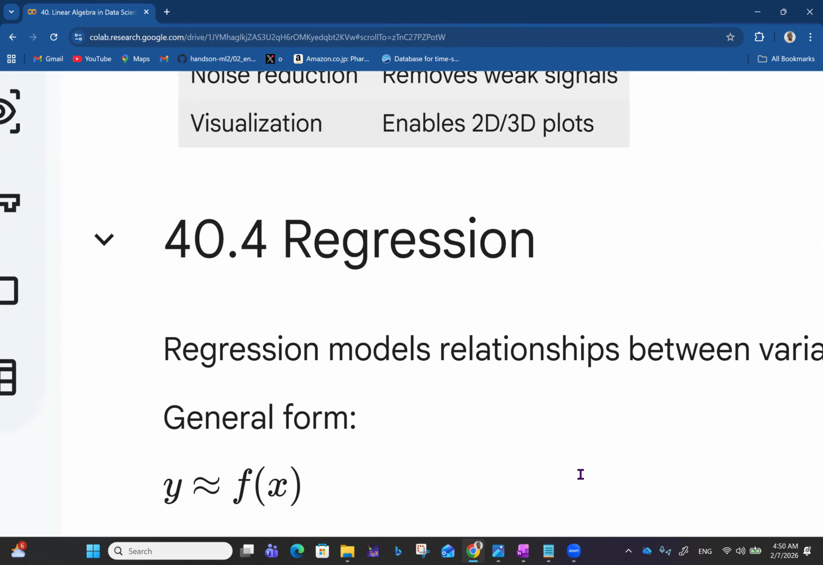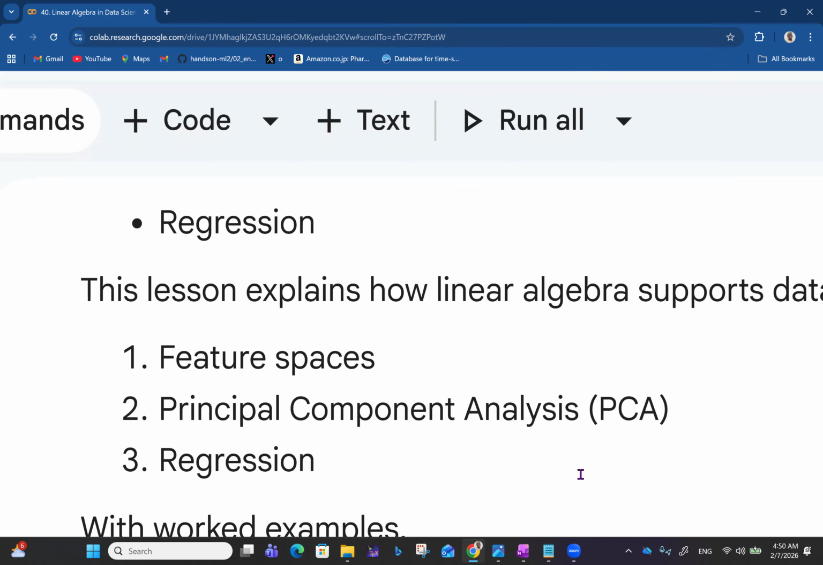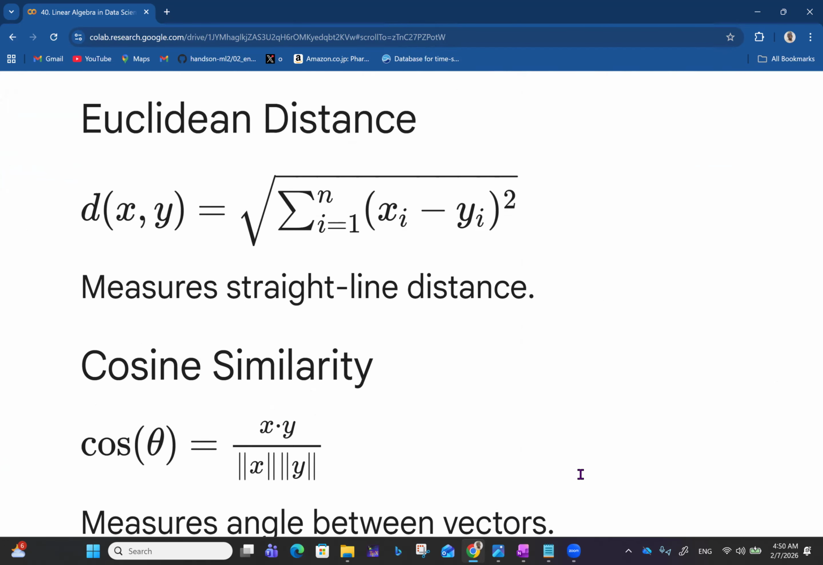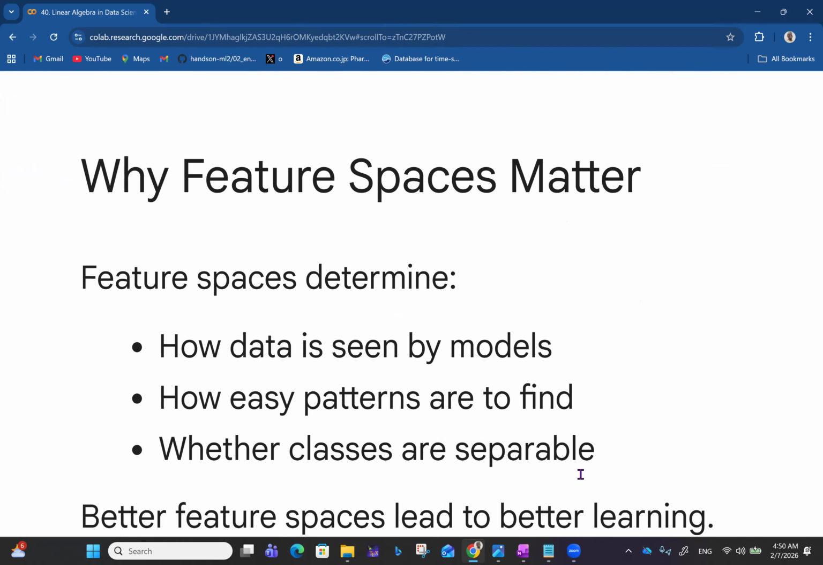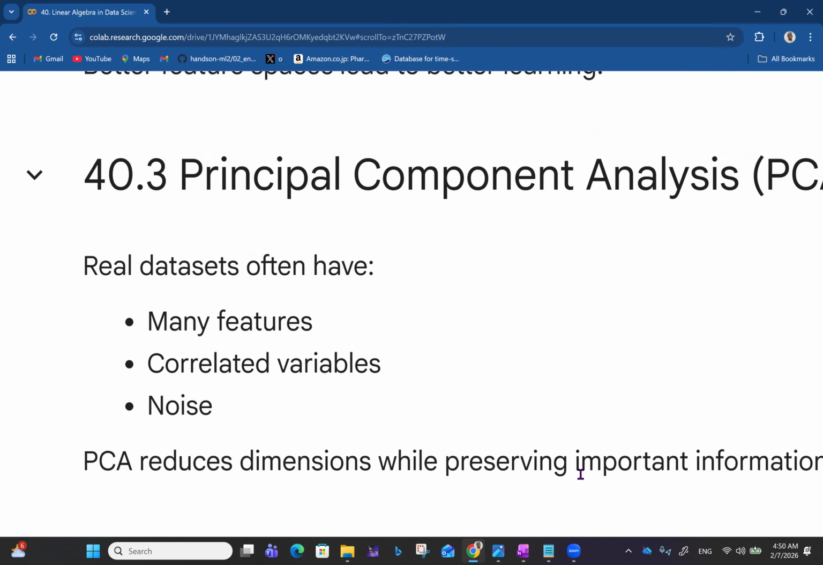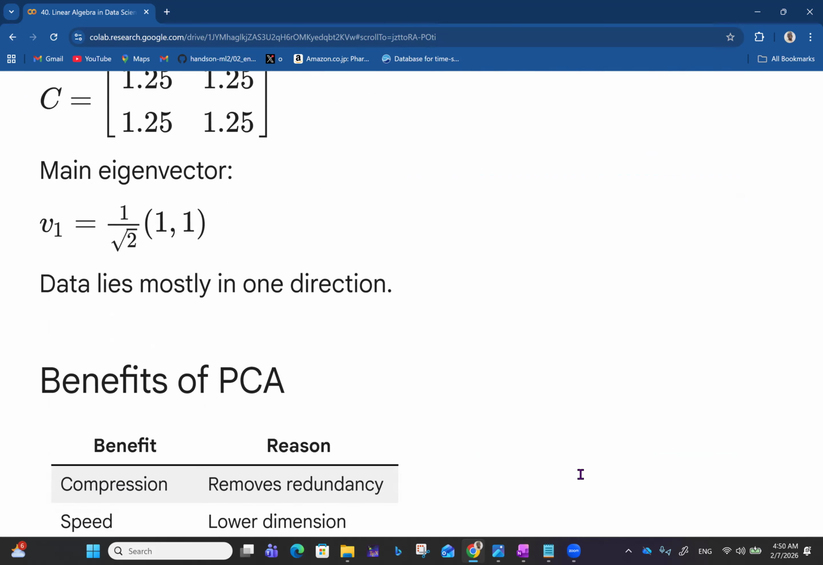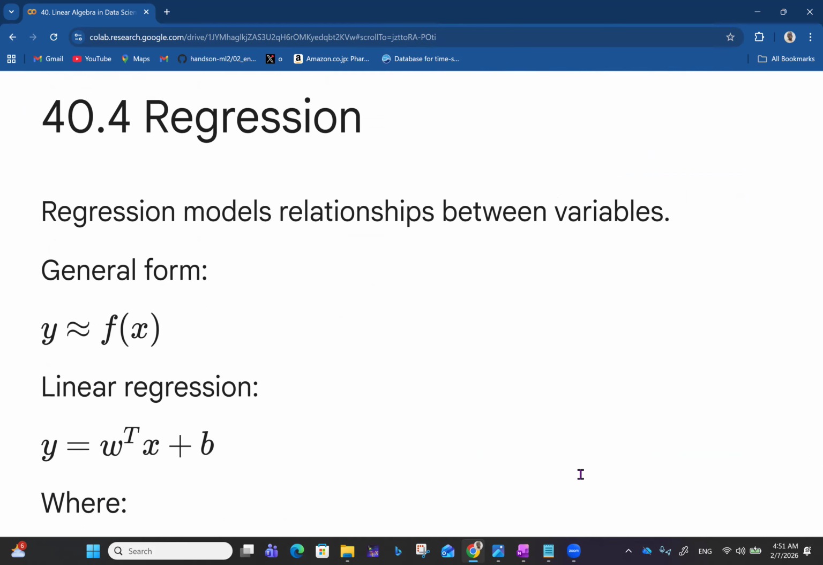Then that takes us to the idea of regression. That's another application. So far we have seen that linear algebra helps in data science by capturing feature spaces, and then it helps to reduce dataset dimension through principal component analysis. And now we go to the idea of regression. Regression is another very useful and powerful tool. It's one of the simplest machine learning algorithms.